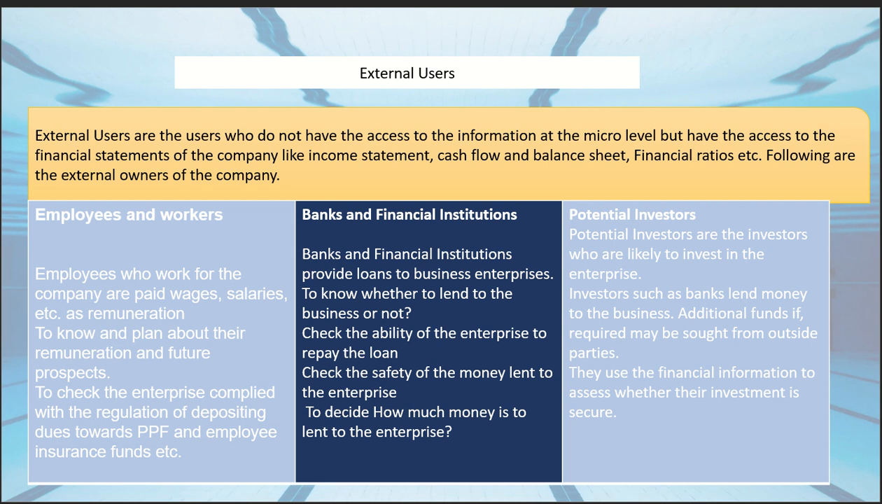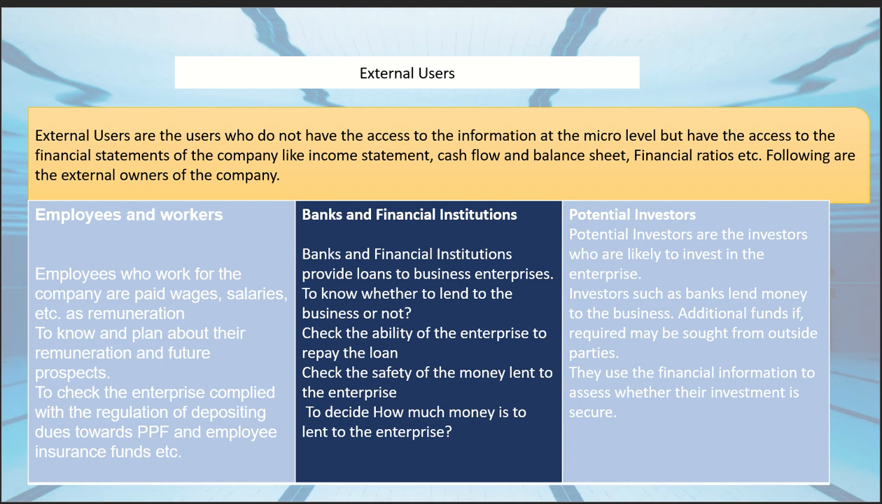Okay, so employees are interested to know and plan about the remuneration and future prospects, so they are interested in the information to check the enterprise complied with the regulation of depositing dues towards public provident funds and employee insurance funds, etc. Next, move to the banks and financial institutions.